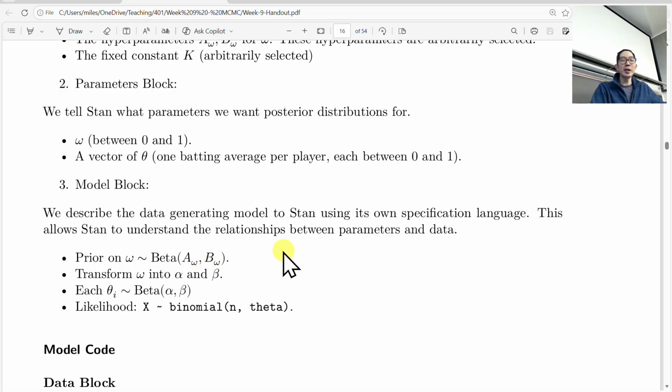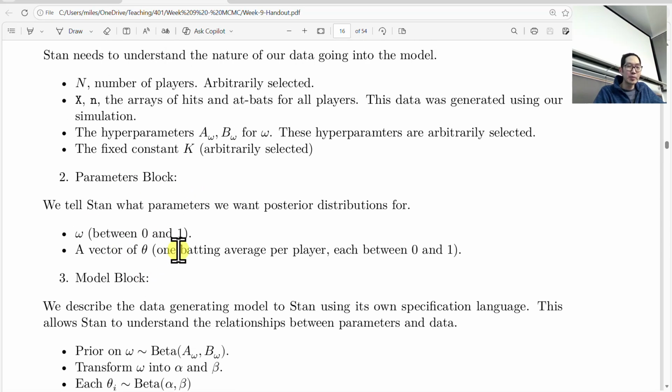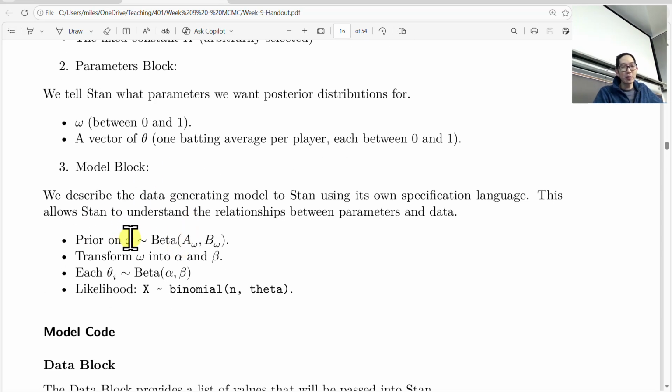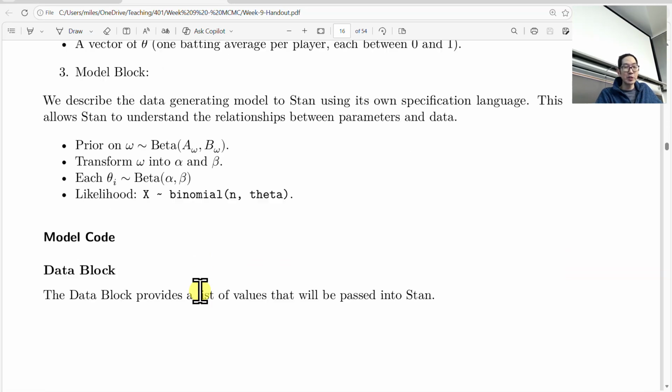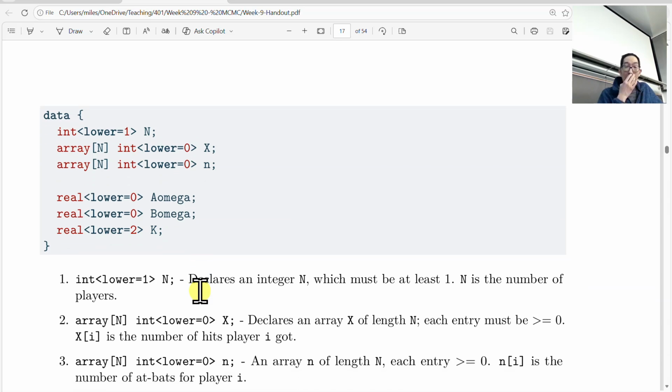Okay, and then the model is like how did we get the data based on the parameters? So we're going to say this omega gets drawn from this beta distribution, and then we have to convert omega into an alpha and a beta, reparameterize. Once you have that, then you have your own beta distribution. That's going to generate the different theta values. And then once you have your different theta values, you get your x values from a binomial distribution. That's basically the idea we want to specify, and so we have to write this into our code.